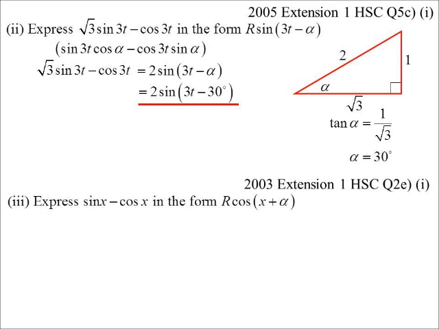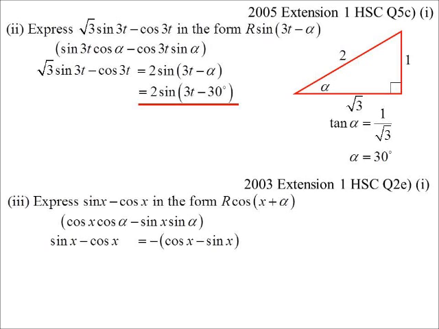Let's try another one. This one came from the 2003 paper. This time they wanted us to turn sine x minus cos x into a cosine function. Okay? So same idea. Well, if it's a cosine function, I would have gone cos, sine, sine. Oh, damn, it's sine minus cos. I'd rather have cos minus sine. Well, that's not a big deal. I can factorise out a -1, and then I've got cos minus sine inside.